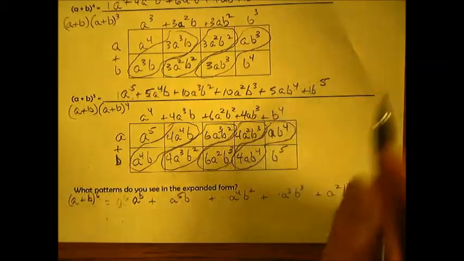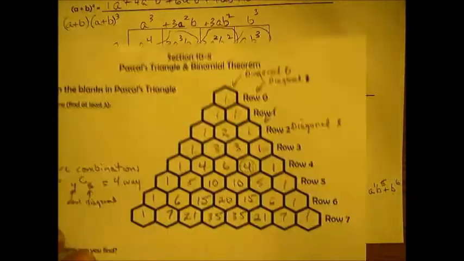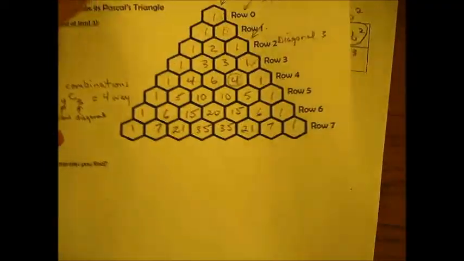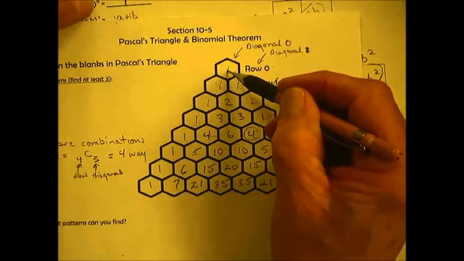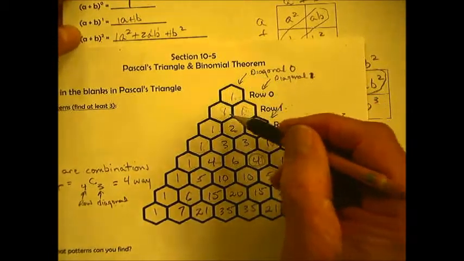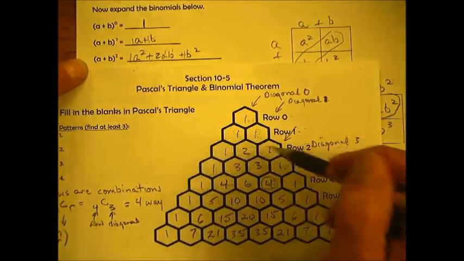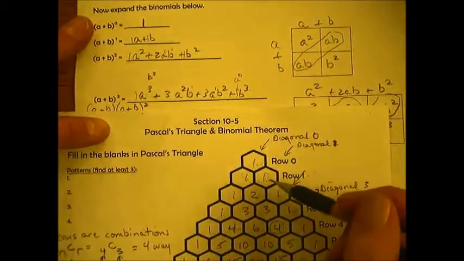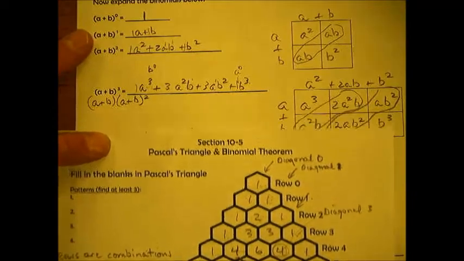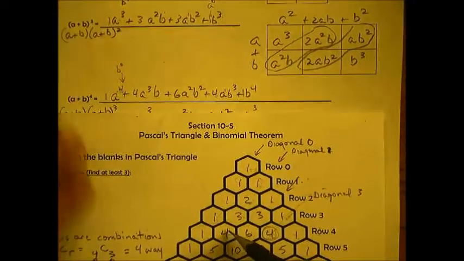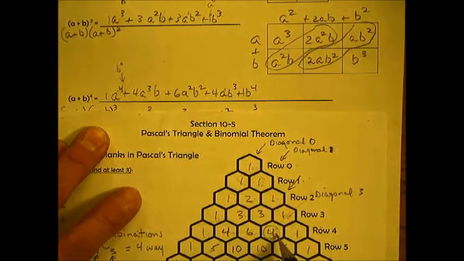Is anybody seeing where those things came from? Let's look at Pascal's triangle again. Here they are. Our coefficients are, this is 1, for a plus b to the 1 it's going to be 1 and 1. A plus b squared, it's 1, 2, 1. A plus b cubed is 1, 3, 3, 1. A plus b to the 4th is 1, 4, 6, 4, 1.